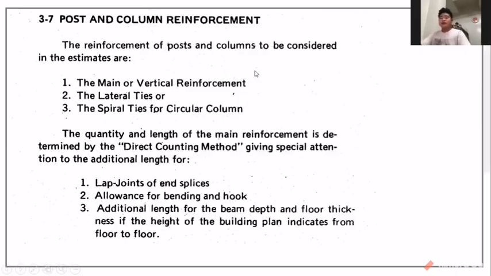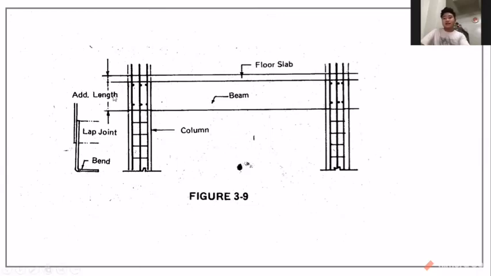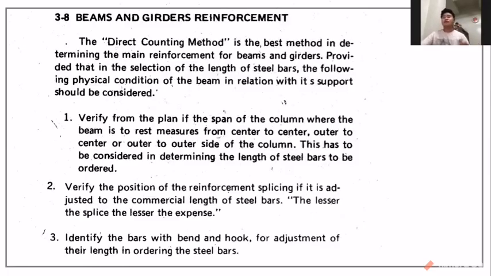And then the third one is the additional length for the beam depth and floor thickness, if the height of the building plan indicates from floor to floor. So this is the additional length.